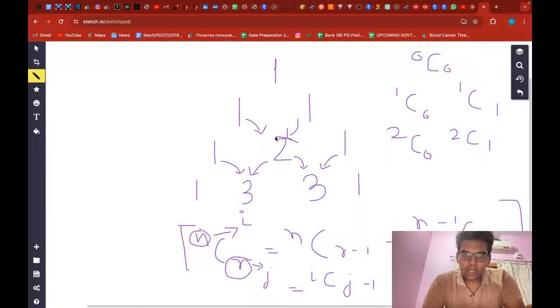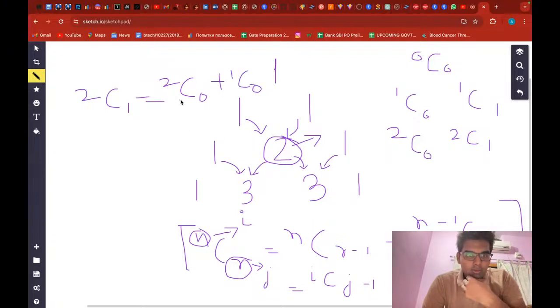So if you need to find 2C1, how are you going to find 2C1? Let's say 2C1 will be 2C0 and 1C0. So basically 1C1 and 1C0. So I'm going to say n minus 1 Cr plus n minus 1 Cr minus 1. This will be a formula, right, of this particular.